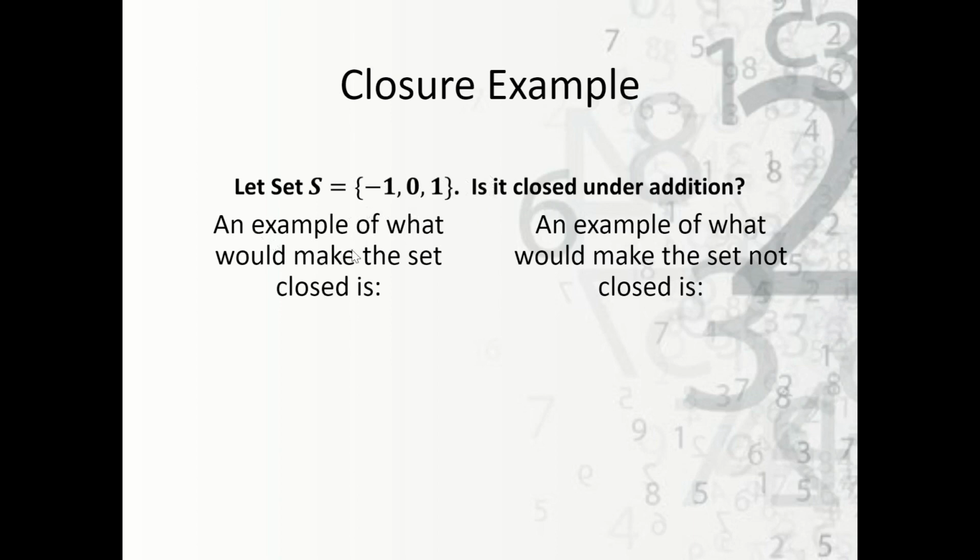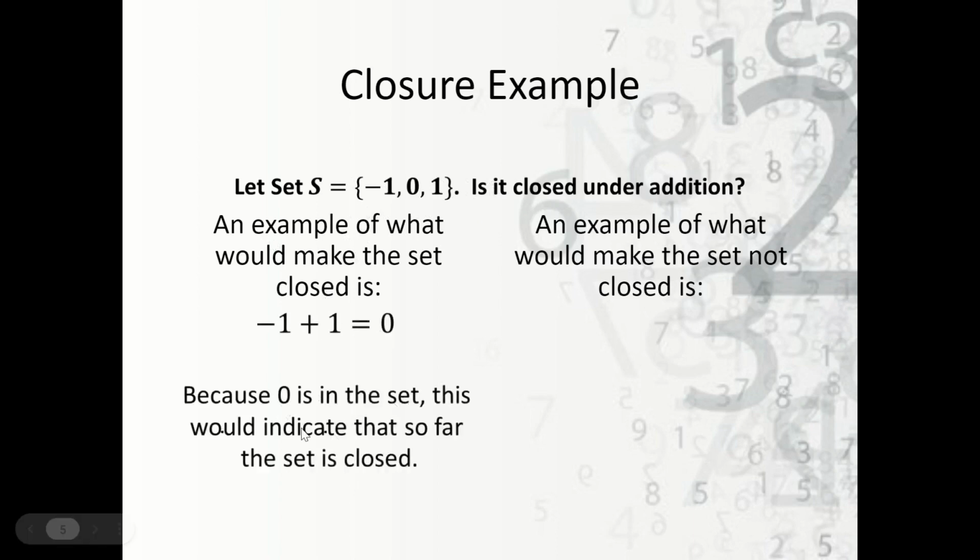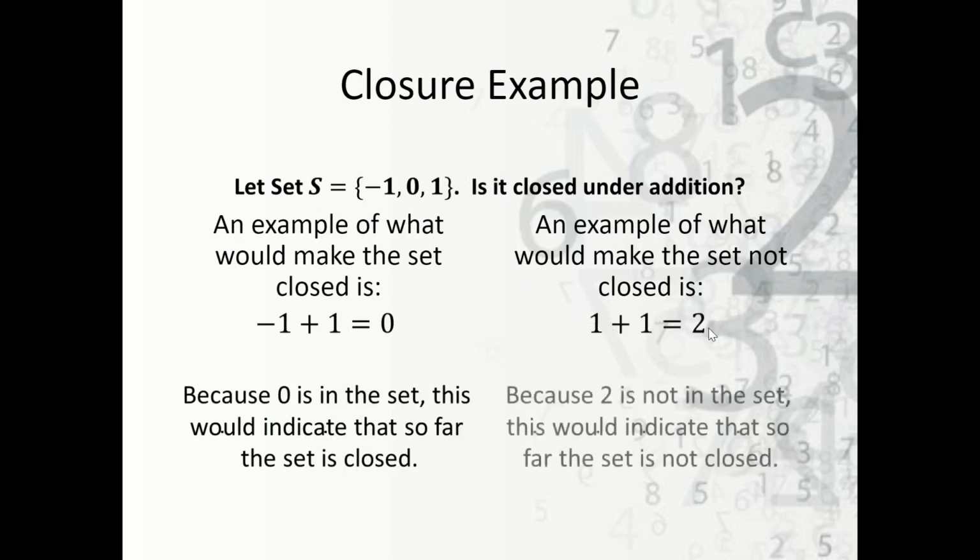So an example of what would make the set closed would be -1 + 1 = 0. Because 0 is in the set, it looks like it might be closed. Now, is there an example we can come up with that makes it out of the set? Well, if we add 1 plus 1, because we do need to include it plus itself, 1 plus 1 equals 2. Well, 2 is not in the set, therefore the set is not closed. And again, if there's even one example of this, it doesn't matter that this part ended up inside the set. Because this one example is out of the set, the whole set is not closed.